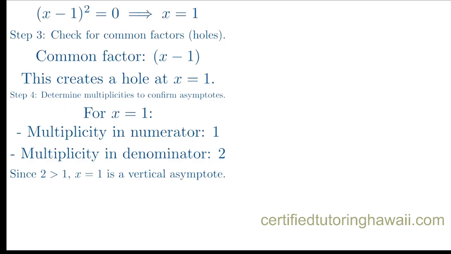Since the multiplicity in the denominator is greater than the multiplicity in the numerator, x equals 1 is a vertical asymptote. This example is interesting because it shows you can have a zero that creates both a hole and a vertical asymptote. It's an asymptote in the simplified function after canceling the hole.